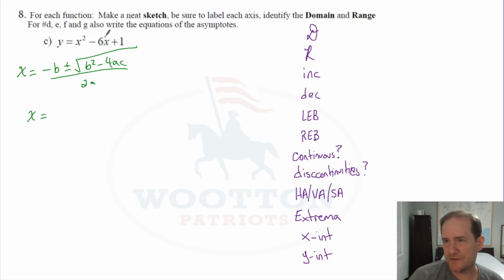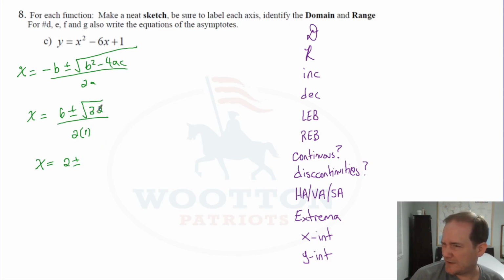So negative b is the opposite of b, which is positive 6, plus or minus. Now we just did the math on this and we found it was 32, right? Because it's 36, take away 4. So 32, all over 2 times a, which is 1. So that means my two solutions will be 6 divided by 2 is 3, plus or minus the square root of 32, which is the square root of 16 times 2, which simplifies to 4 root 2, but divided by 2 is 2 root 2. I hope you followed all that.